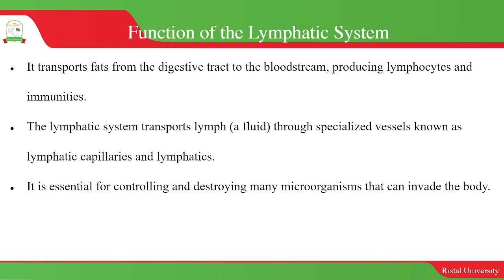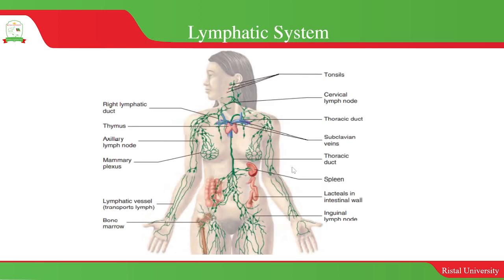So if you're going to talk about the functions of the lymphatic system, you just need to know what the lymphatic system consists of. We said it consists of the fluid which we call lymph, and then vessels, and then capillaries, and then the lymphatic organs.